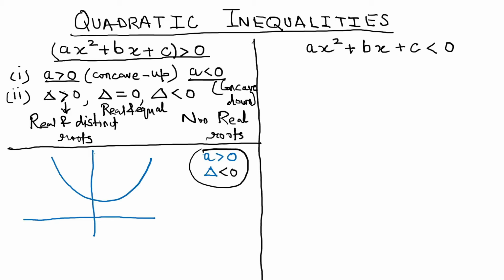These are the two basic conditions which will be experienced when you want to get all such values of x, which are the domain values of x, such that the expression ax square plus bx plus c is always positive.